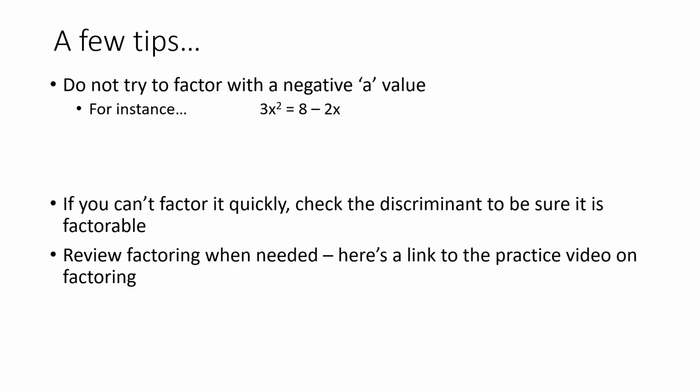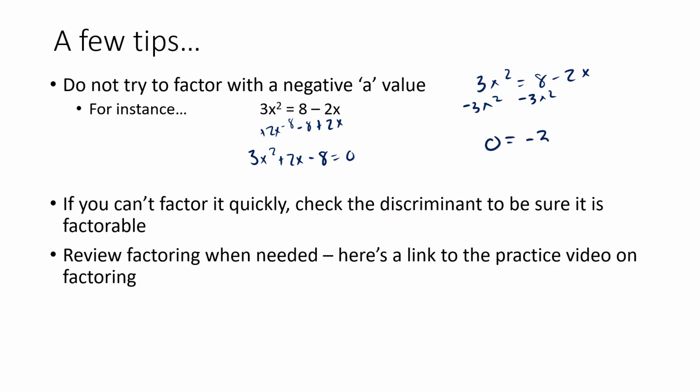Do not try to factor with a -a value. So this goes back to one of the problems that I did earlier where I added the 2x and subtracted the 8 from both sides. So I did 3x squared plus 2x minus 8 is equal to 0. And you might be wondering, well, why didn't you just subtract the 3x squared? And then you'd have a 0 equals -3x squared, I'm gonna make sure we get this in the right order, minus 2x plus 8, we're gonna switch the order there.